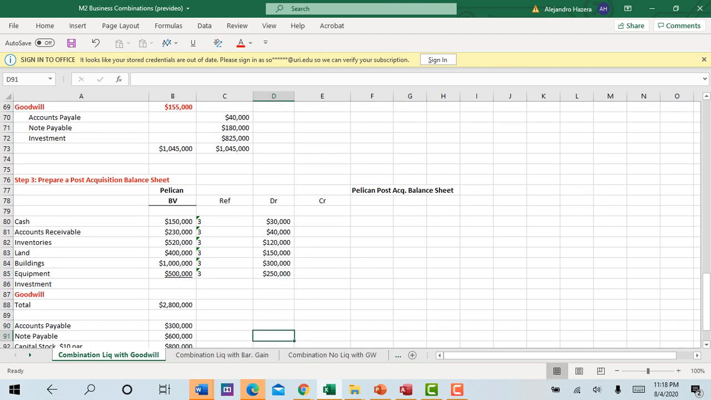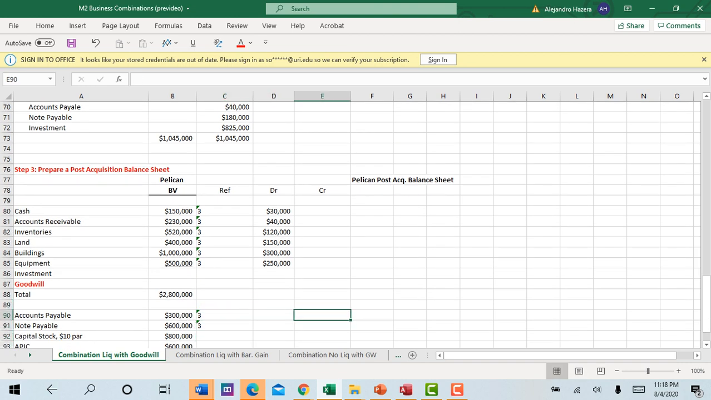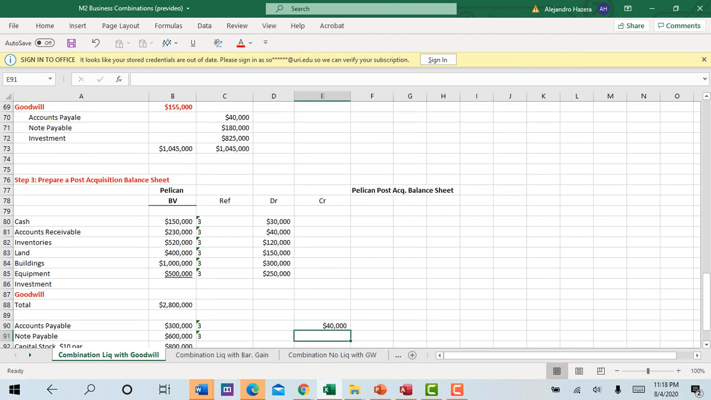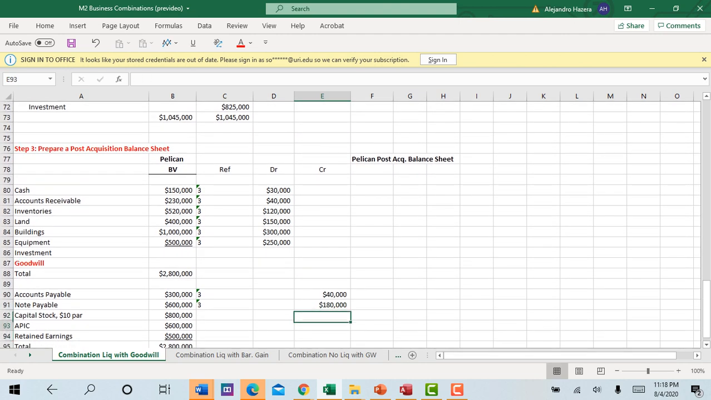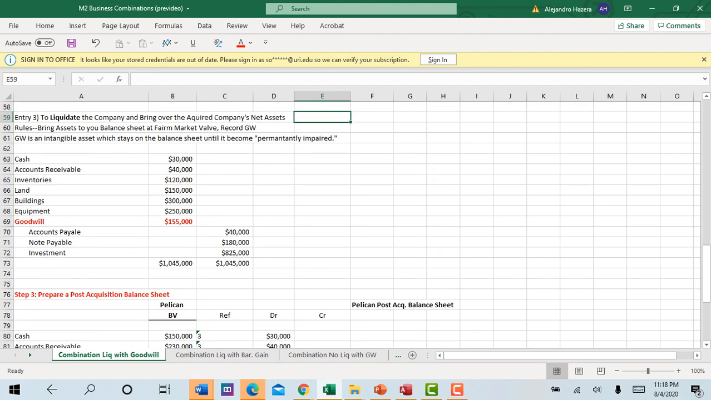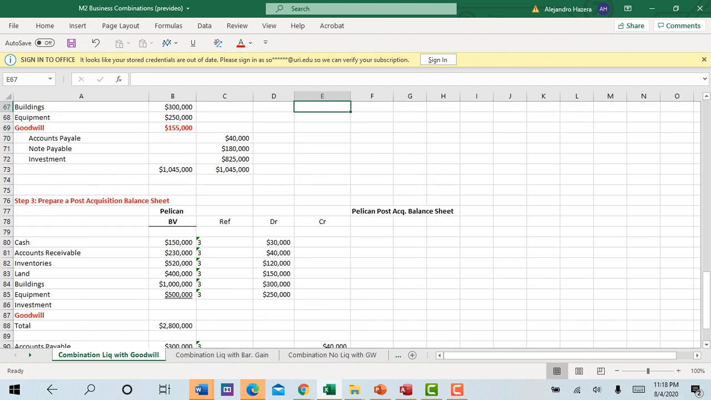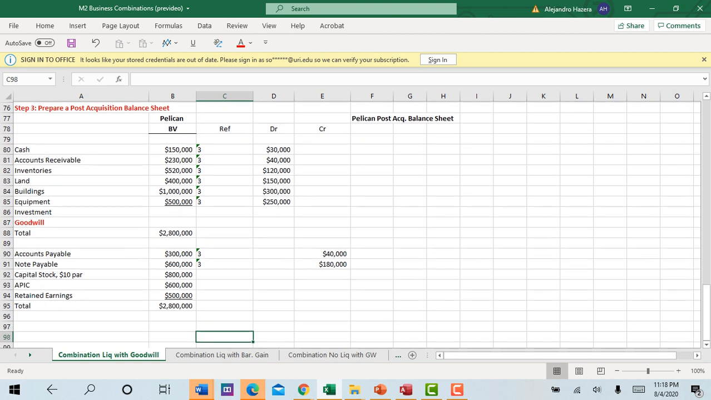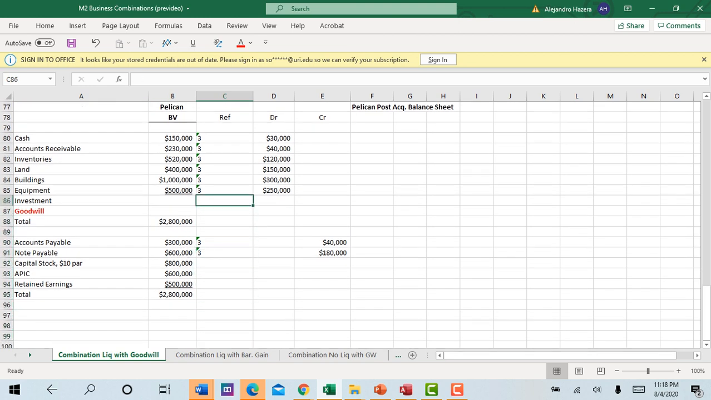I'll get to the goodwill later. Then there's going to be a credit. These are both from entry 3 also. There's going to be a credit to accounts payable for $40, and a credit to notes payable for $180. Capital stock: notice there are no entries here in entry number 3 to capital stock. I'm almost finished with this. The only thing I've got left over is a credit to the investment account for $825. So I'll go ahead and credit the investment account for $825.